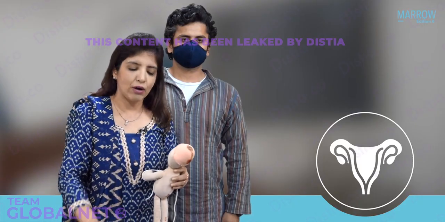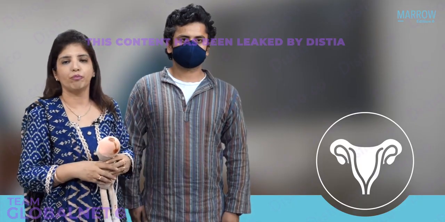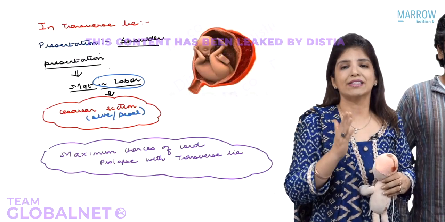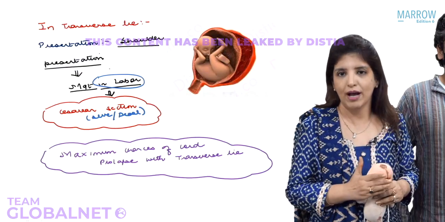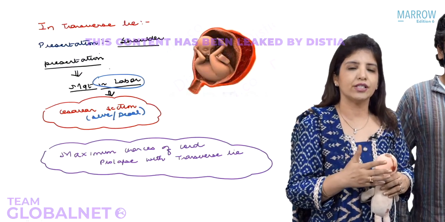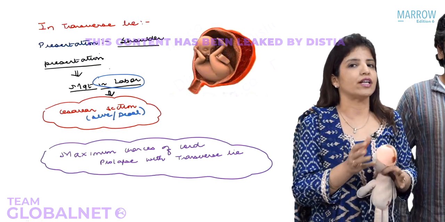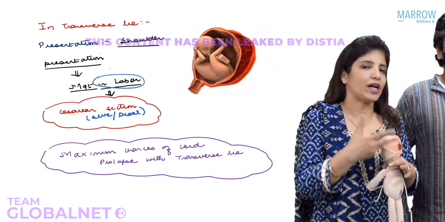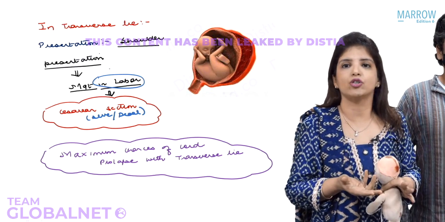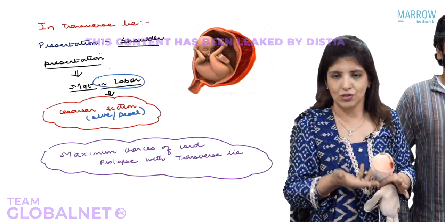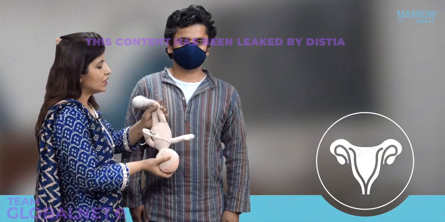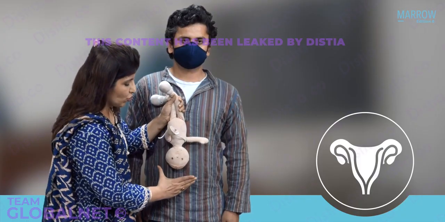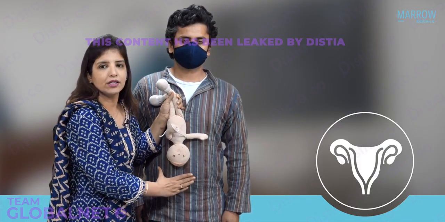Now, about transverse lie, one other very important point you have to remember is that in transverse lie, there are maximum chances of cord prolapse. So first we will understand why in cephalic and breech there are not maximum chances. Once we understand that, automatically we will understand why in transverse there are maximum chances. Right? So look over here. This over here is cephalic presentation, right? And suppose my hand is the internal os.